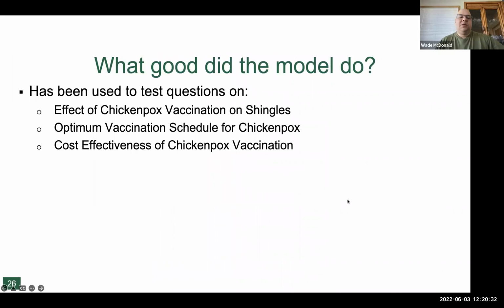So this model has been used to test questions on this primary research question of the effects of chickenpox vaccination on shingles, also optimum vaccination schedules for chickenpox and cost effectiveness of chickenpox vaccination in Canada.